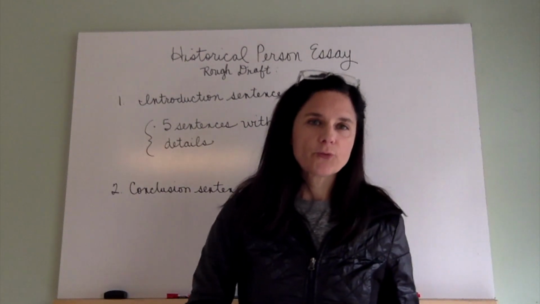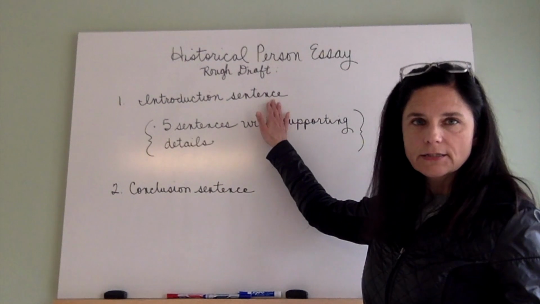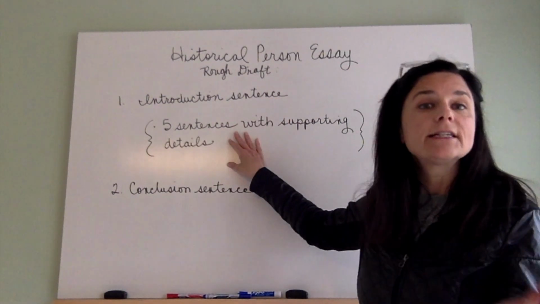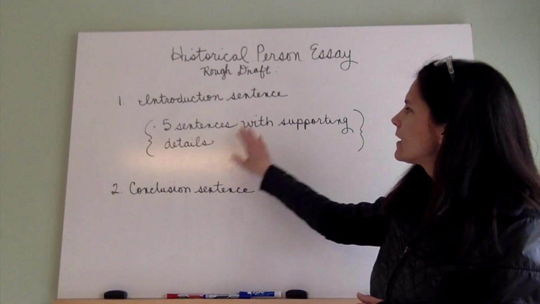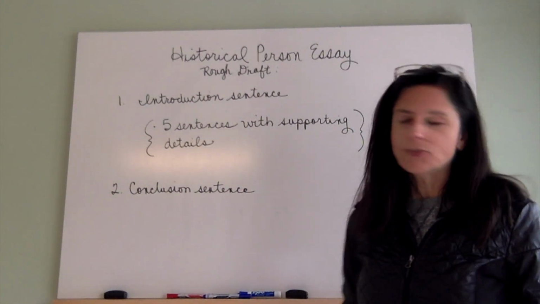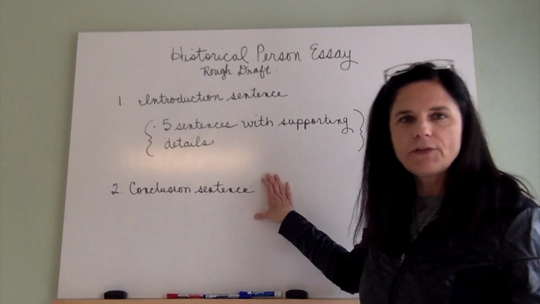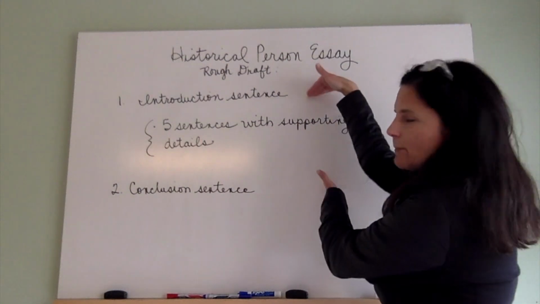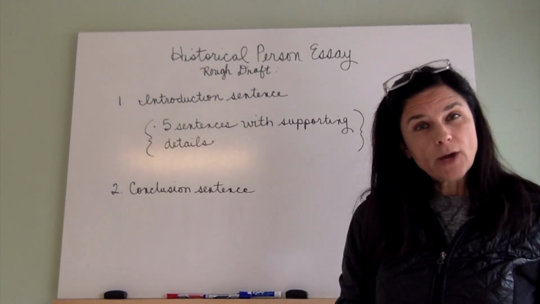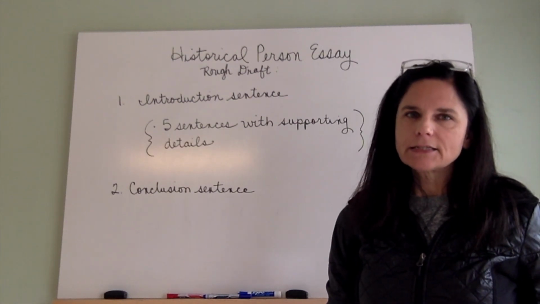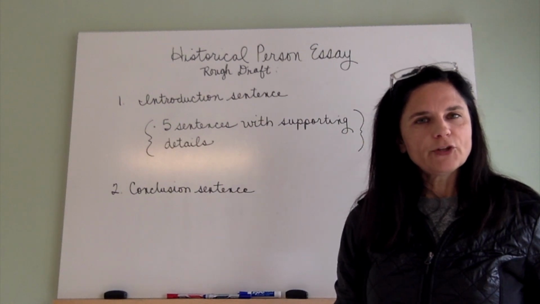But your assignment for the rest of the week is to write the introduction sentence and the 5 sentences, at least 5. You may have more than 5, but you may not have less than 5 sentences with supporting details. And don't write the conclusion sentence just yet. That's a separate lesson that we will do next week. But this is what you're working on. And if you could turn that in by Friday, that would be great. Monday evening by the latest. And then we'll check in from there and we'll continue with summing it all up with a conclusion sentence.